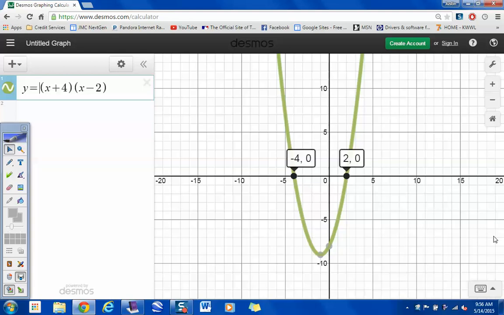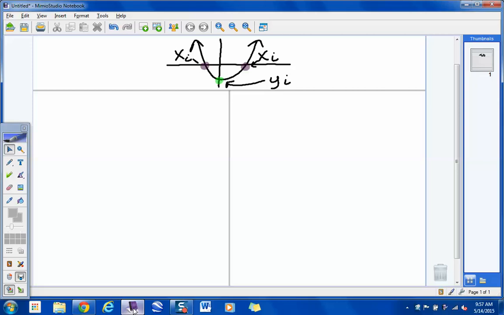The note I would make right here is the following. I notice that one of the intercepts is negative 4 comma 0. That means that when x is negative 4, if you plug negative 4 in here, what is negative 4 plus 4? 0. So 0 times something is going to make a y value of what? What is the y value on these x-intercepts, guys? 0.